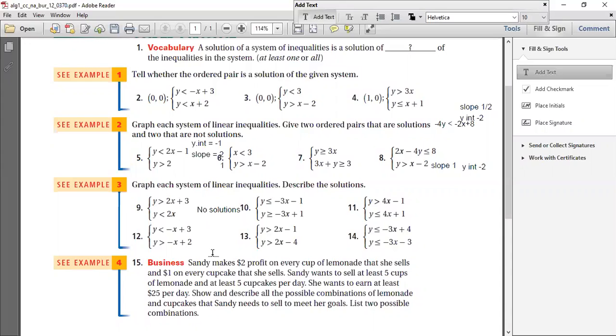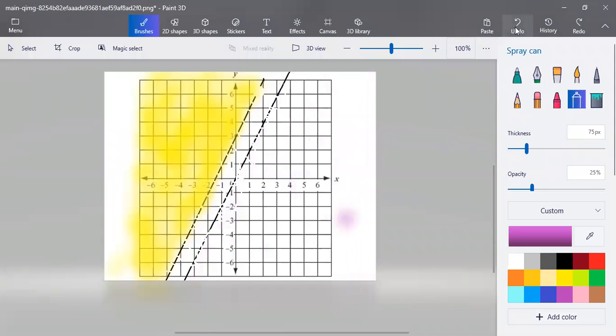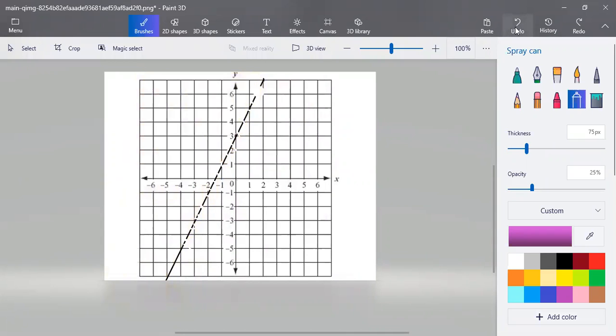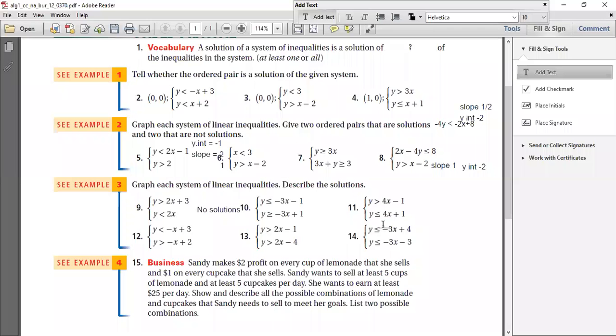Okay, now let me quickly do question number 11 with you. Okay, so this is question number 11. Let's graph and check how the graphs are and how we can describe the solutions. Okay, so the slope is 4 over 1, and the intercept is -1. So let's go back, undo everything we did. Okay, so what was the slope? The slope was 4 over 1, and the intercept was, I forgot. I have short-term memory, I guess. Okay, -1. So 4 over 1 and -1.